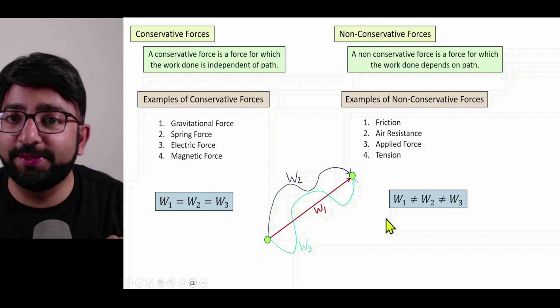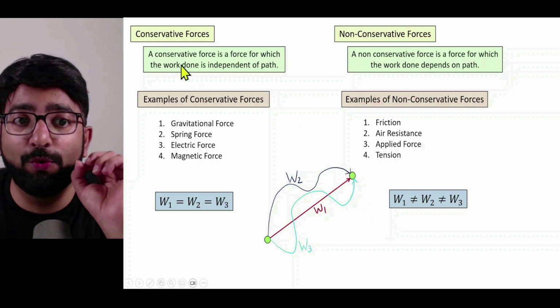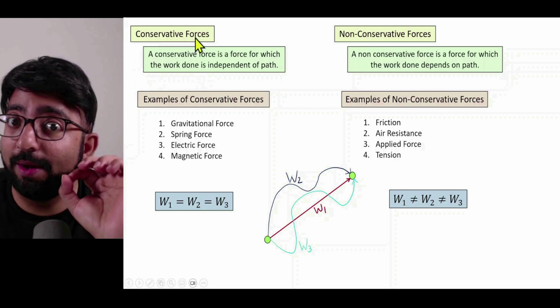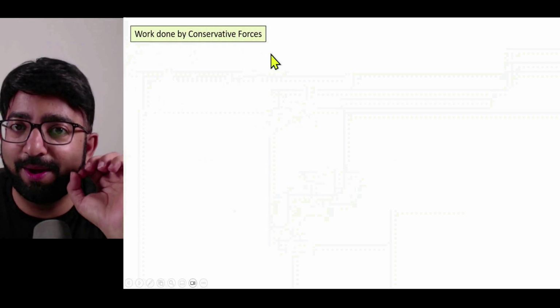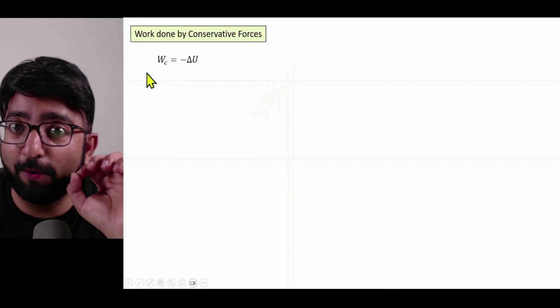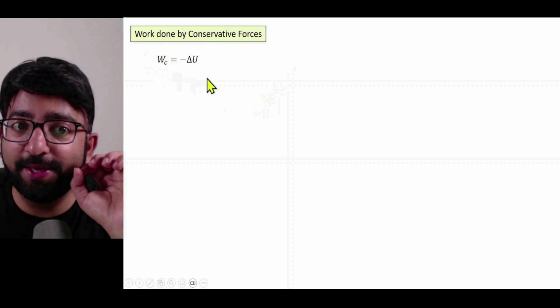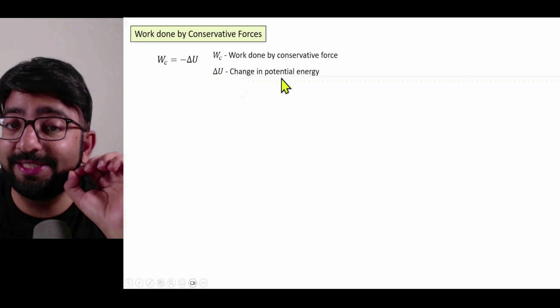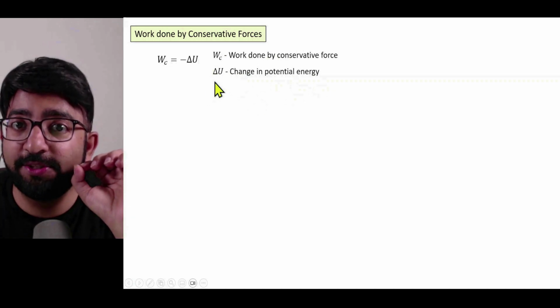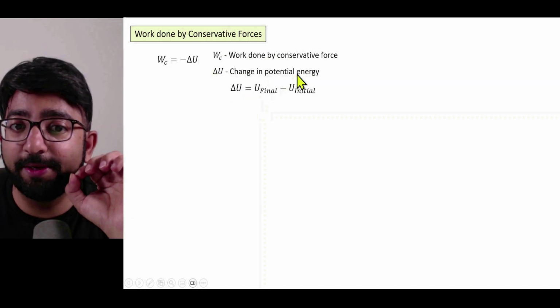In the exam questions, it will be very crucial for us to figure out the work done by a particular conservative force. And that is the next title, work done by conservative force. The formula is simple. WC stands for the work done by the conservative force. Delta U is the change in the potential energy. Change in potential energy is final minus initial.